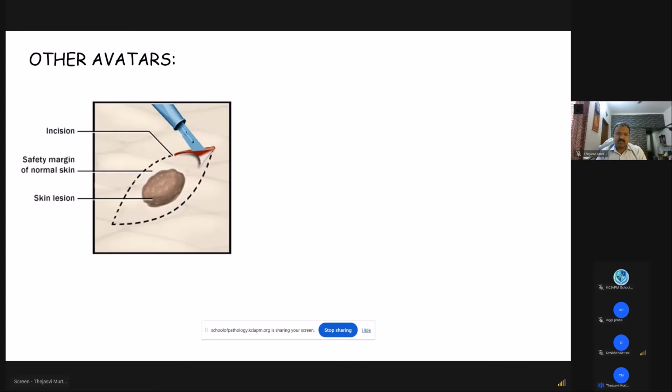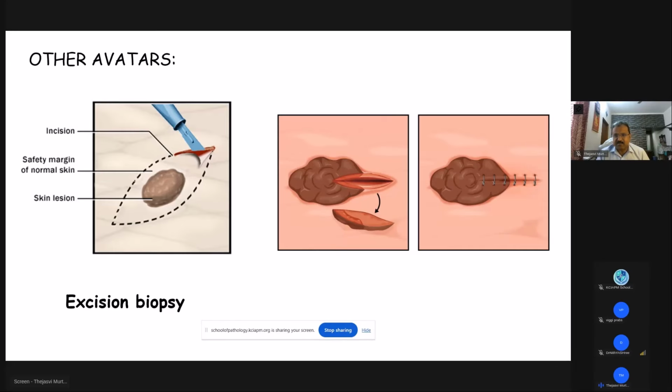Now another thing: it comes in the form of excision biopsies where you require a margin. So there is some neoplastic lesion and you require a margin. This is excision biopsy, and you have incisional biopsies where you require to compare the normal skin to the lesion. So incisional biopsy, excision biopsy, shave biopsy, and punch biopsy. Punch biopsy being the commonest.